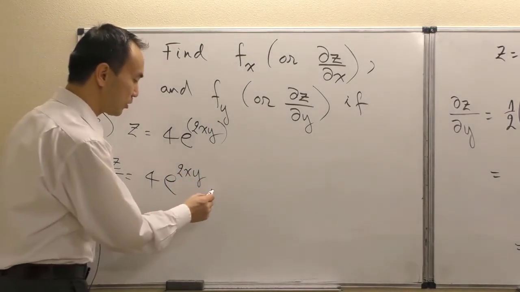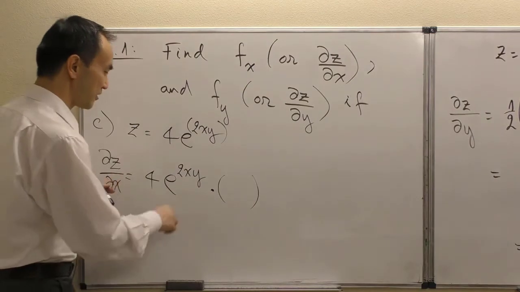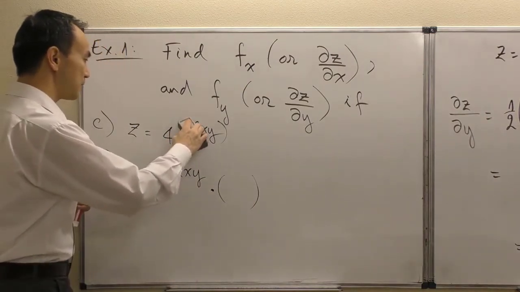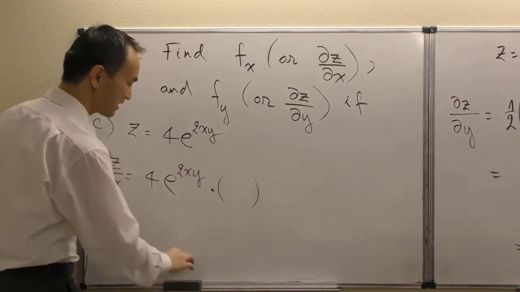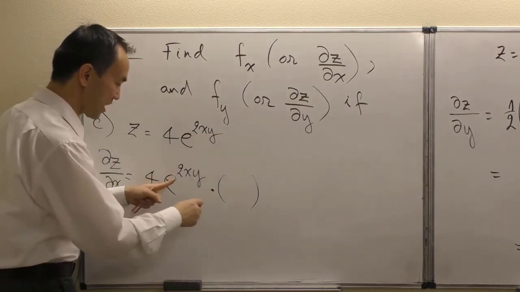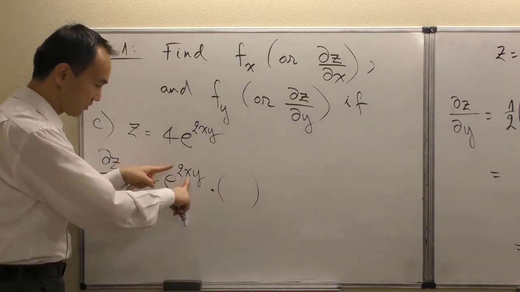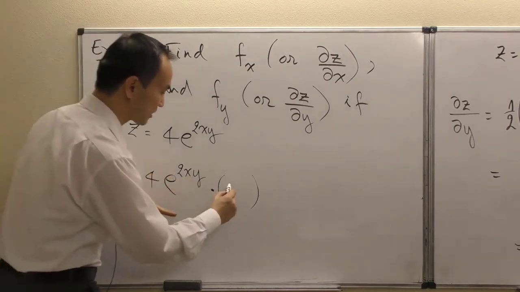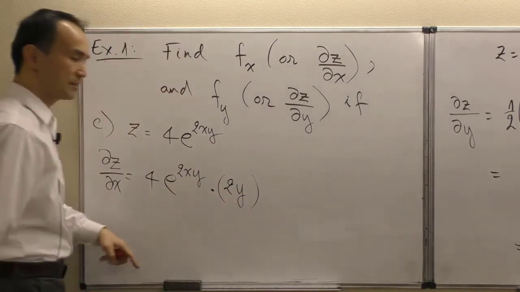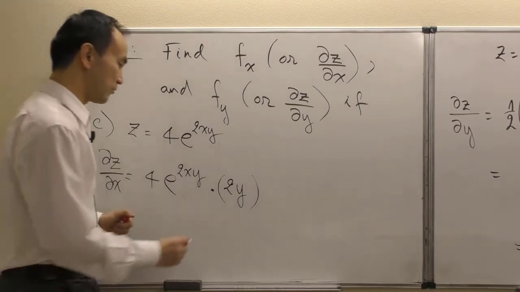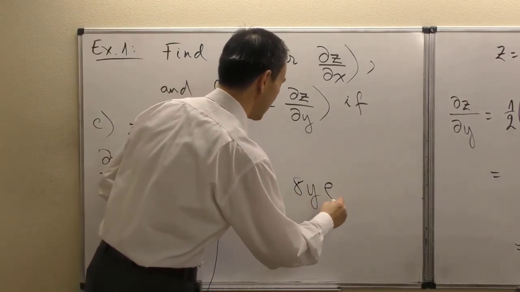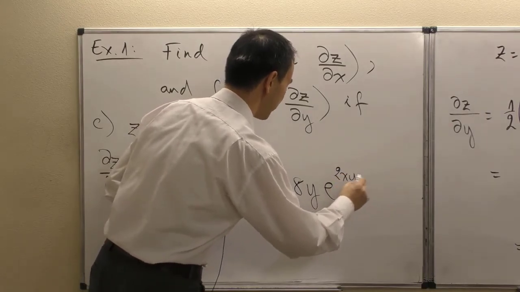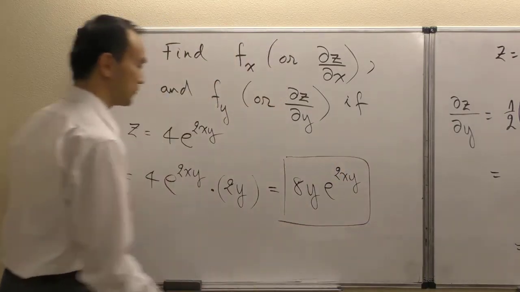But now I need to multiply with the derivative of the inside function, which is done according to the chain rule. So in that way, now x is the main variable, so 2y is what remains after taking the derivative. All right, and so now we can rewrite all of this as 8y times e to the 2xy. And that's how we're done for that one.